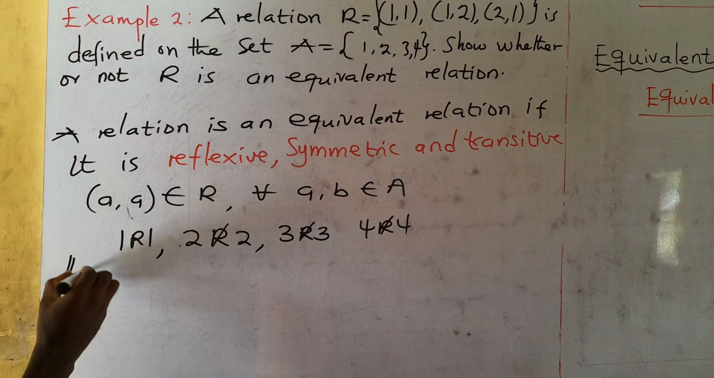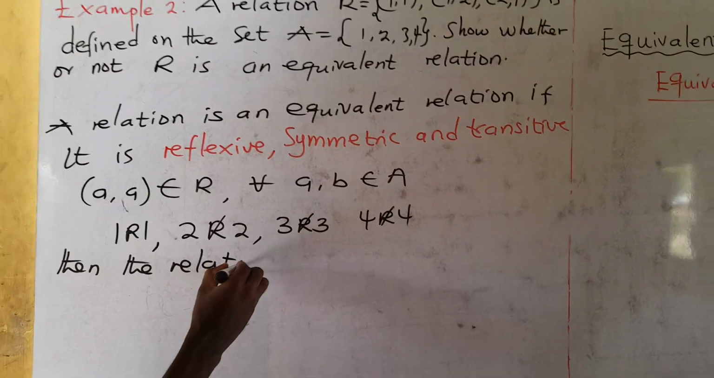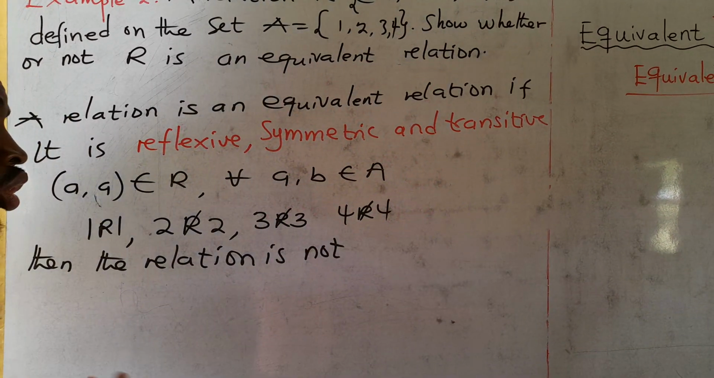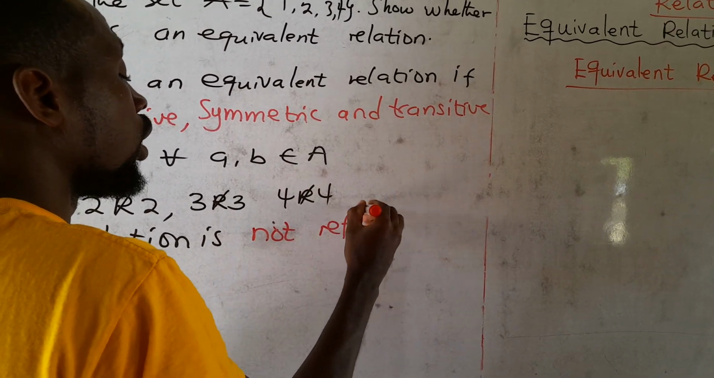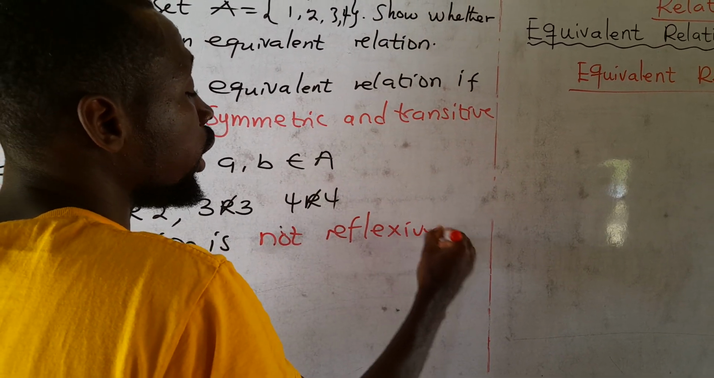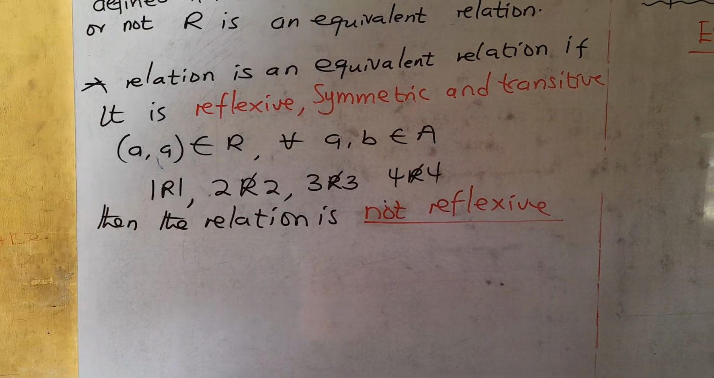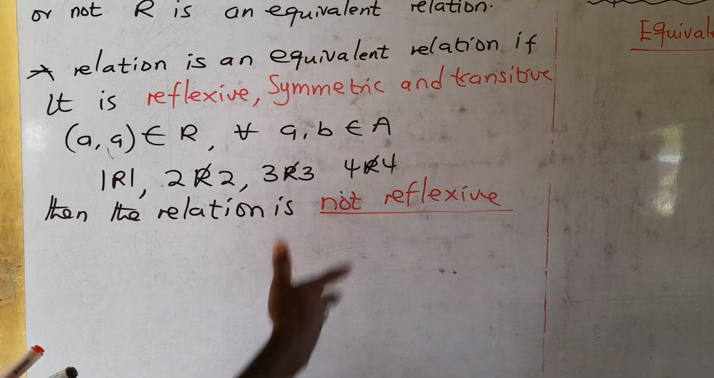Then the relation is not reflexive. I hope you get that. With this, it's already enough reason to disqualify the relation from being an equivalence relation. But let's proceed and check the rest.